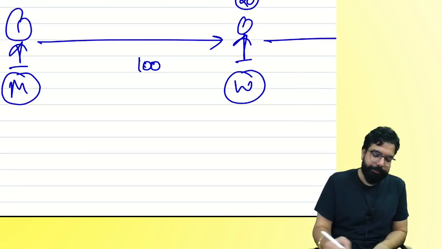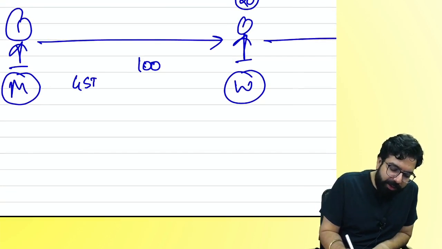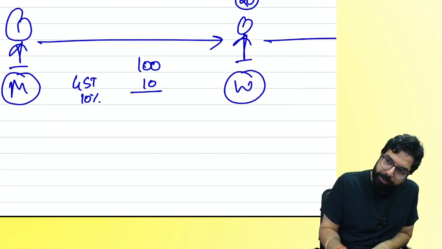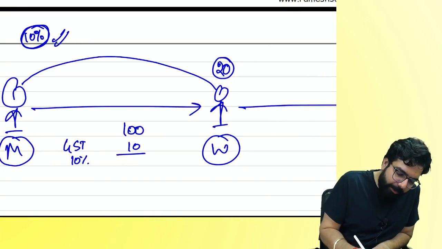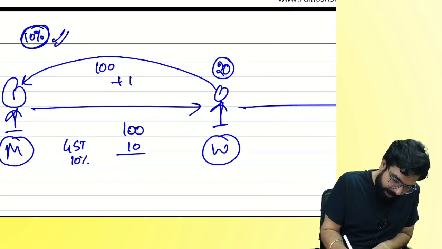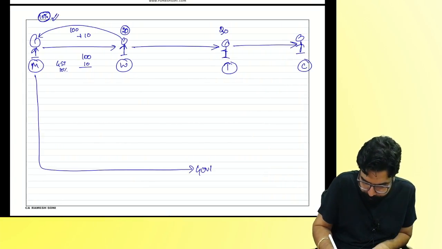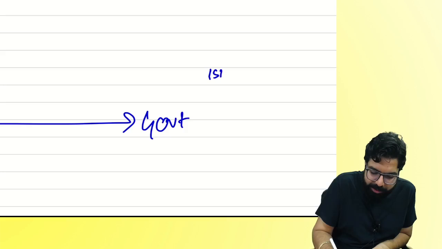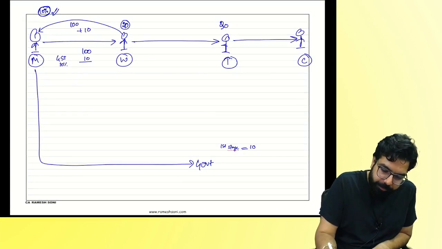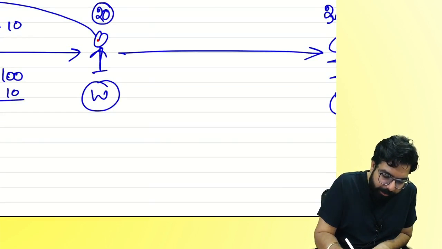Now, when the goods are sold, GST 10% will be charged. How much? 10 rupees. He paid him how much? 100 plus 10. Can you tell me how much he will pay to the government? So the government in the first stage got how much? 10.